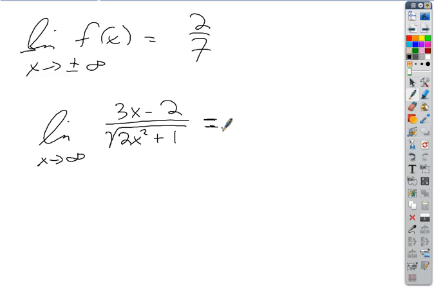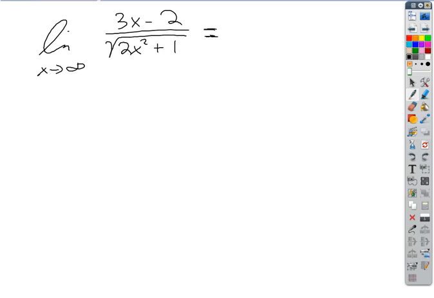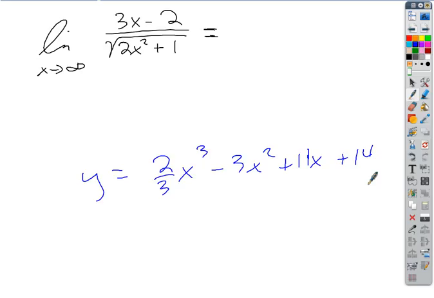As x approaches infinity, you know that the most powerful term in a function is always going to be the dominant term. So, for example, if I have a polynomial, and I'll demonstrate this for you, not today, but I will, say y equals 2/3 x cubed minus 3x squared plus 11x plus 14. If I take the limit as x approaches infinity, the only part of that polynomial that matters is the first one. That totally dominates the behavior. That's the dominant term because it's got the biggest power of x, right?